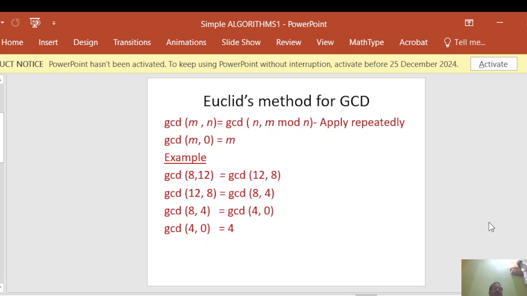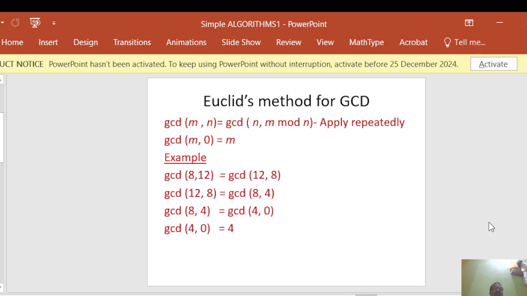Another method for finding the GCD is Euclid's method. The formula is GCD of m comma n equal to GCD of n comma m mod n. You should apply it repeatedly until you get the second form, GCD of m comma 0. When any one of the inputs is 0, you can simply write the output as m.